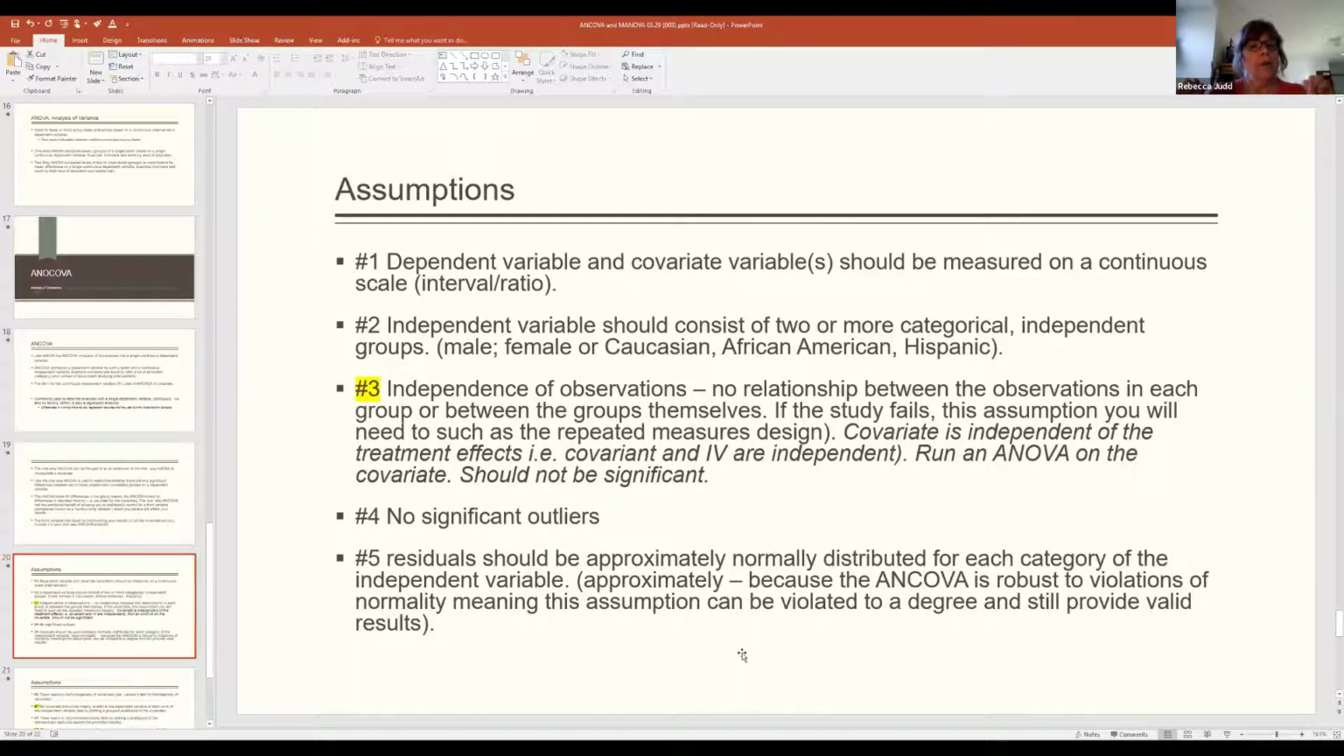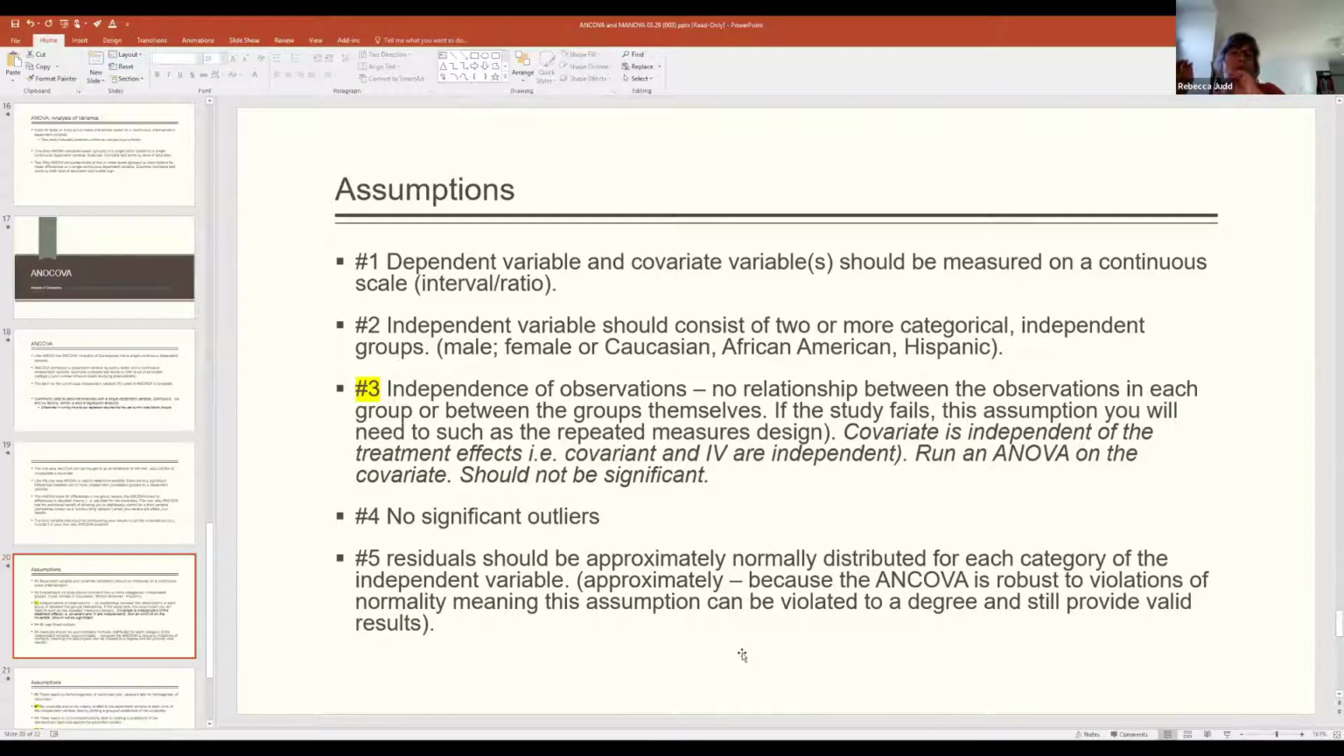The third one is the independence of observations. There's no relationship between the observations in each group or between the groups themselves, okay? So if the study fails this assumption, you'll have to do a repeated measures design. The covariate is independent of the treatment effects, which basically means the covariate and the independent variable are independent of each other. And you can run an ANOVA on the covariate, and it should not be significant.